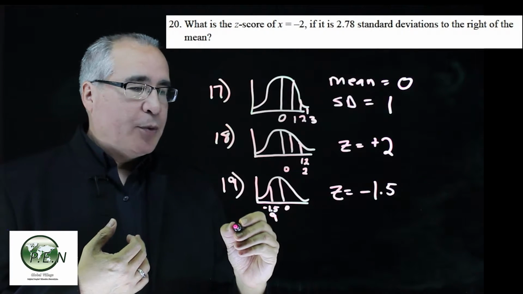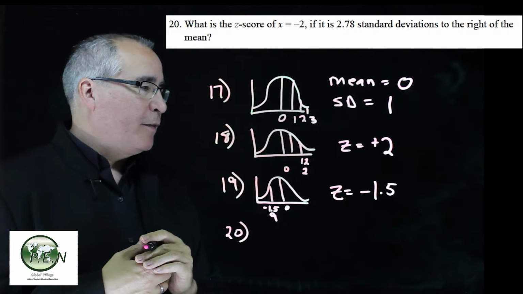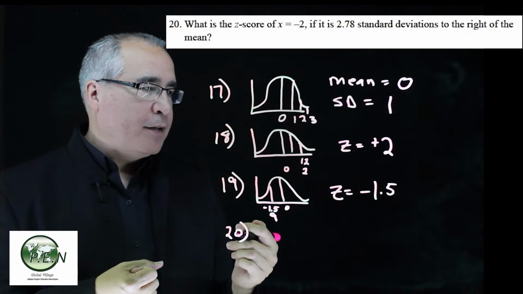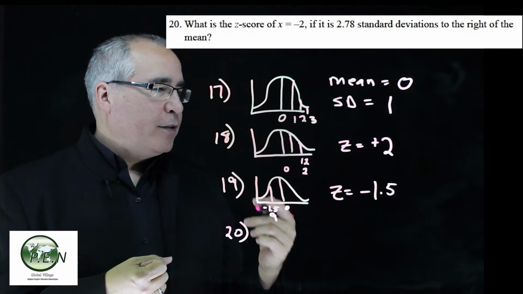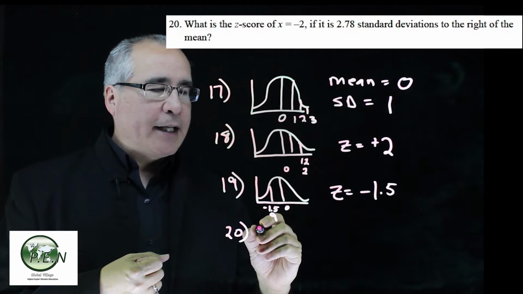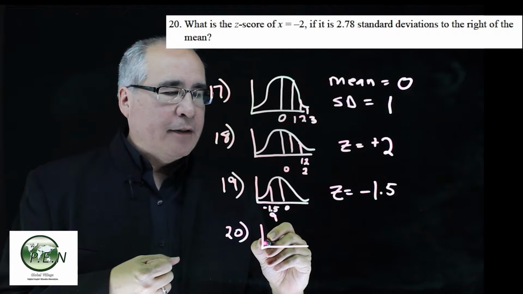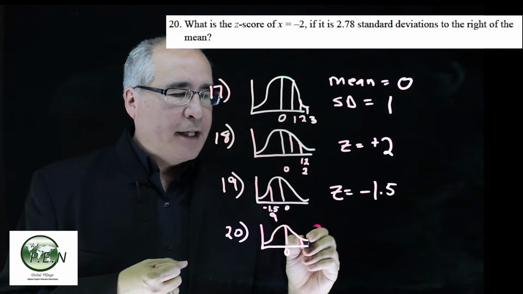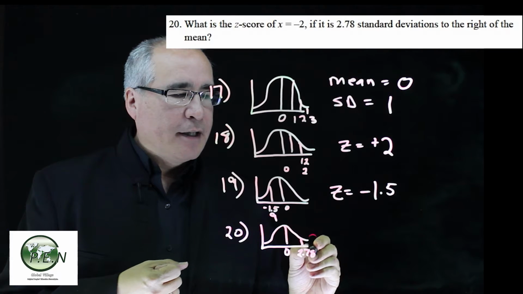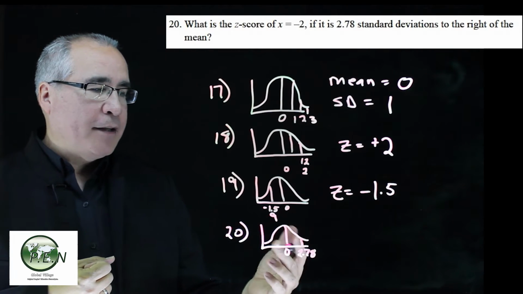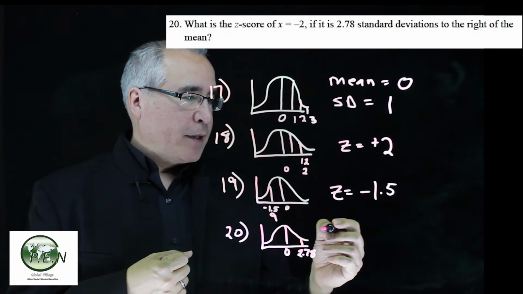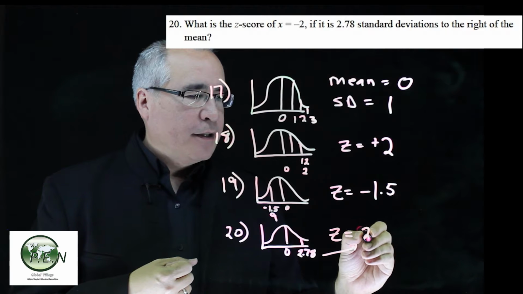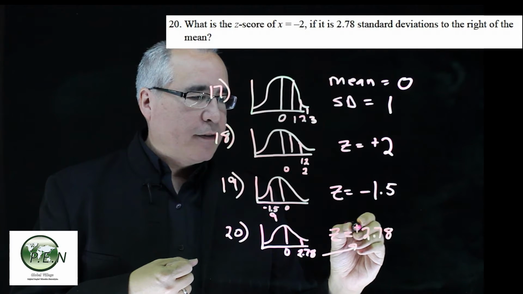Okay. 20, we are now given a data value of negative 2. It's 2.78 standard deviations to the right. So what we know is if we're on the standard curve, here's the mean at 0, 2.78 is going to be out here someplace. It's to the right, so it's going to be a positive value. And so the z-score is simply going to be this value, 2.78, and it's positive.